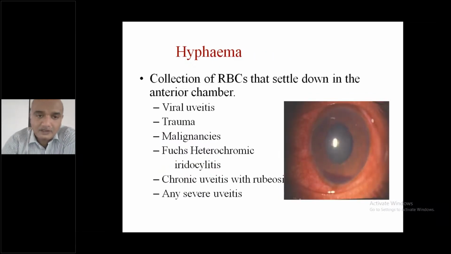iridocyclitis. Sometimes, rarely, you come across hyphema. That is nothing but collection of the blood in the anterior chamber. It could be due to viral uveitis. It could be due to trauma, malignancy, Fuchs heterochromic iridocyclitis, chronic uveitis or severe uveitis. These are all different conditions which give rise to hyphema in case of iridocyclitis.